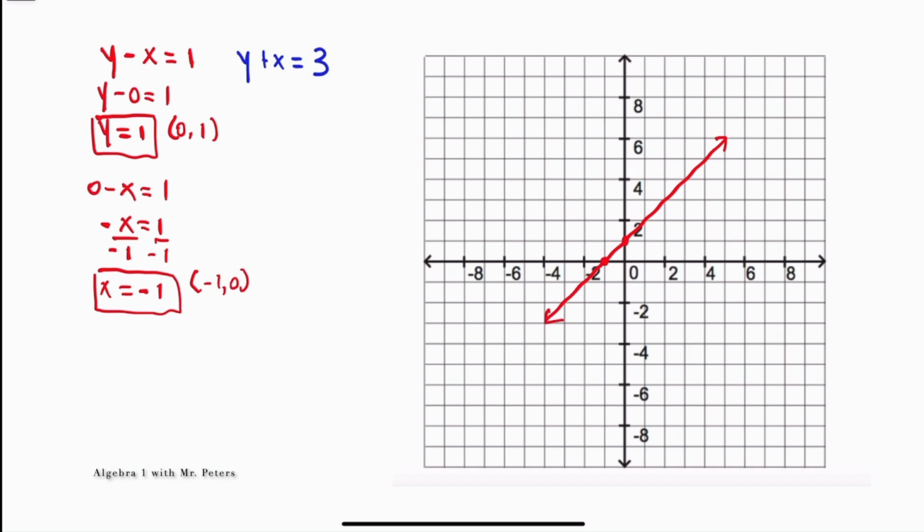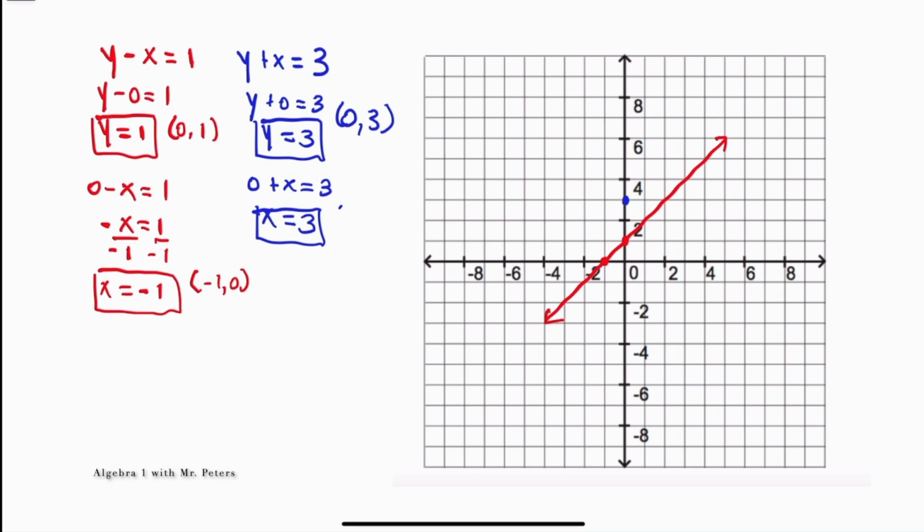Now for the second line, we go back and repeat the same process. So x is 0, we know y is going to be equal to 3. So we're talking about the ordered pair (0, 3). We go back and do the same thing for x. So now y is 0. And we know x is also equal to 3. Talking about the ordered pair (3, 0). Now that we have those 2 points, what we want to do is just draw the line through it.